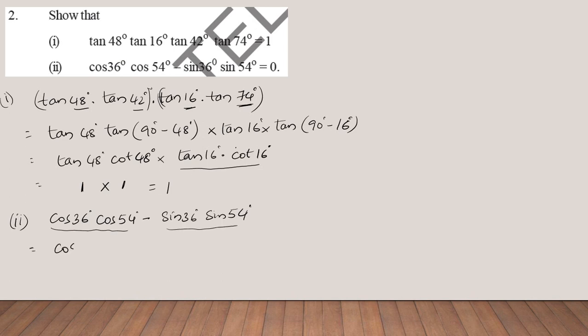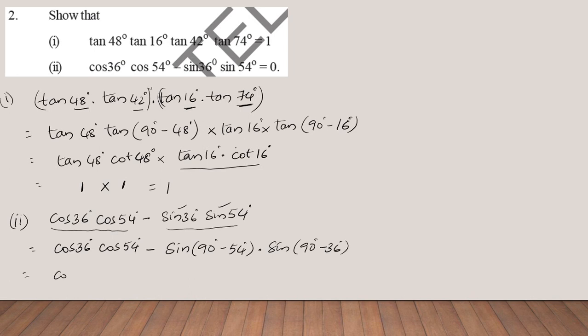Now what I am going to do is either change both the cos as sines or change both the sines as cos. In this particular thing I am going to change sines as cos. So sin of 36 I can write as sin of 90 minus 54 degrees, and sin 54 I can write as sin of 90 minus 36 degrees.